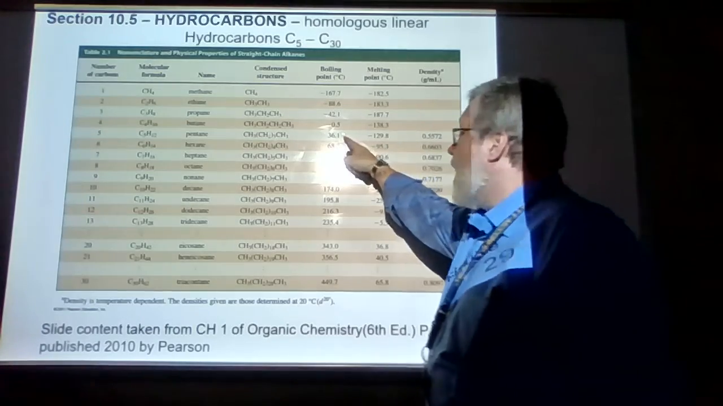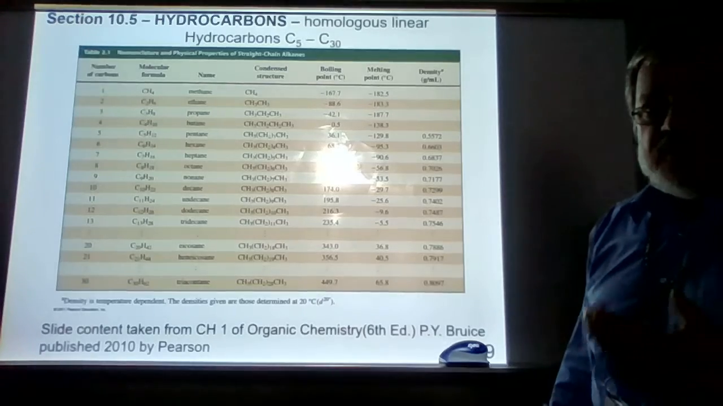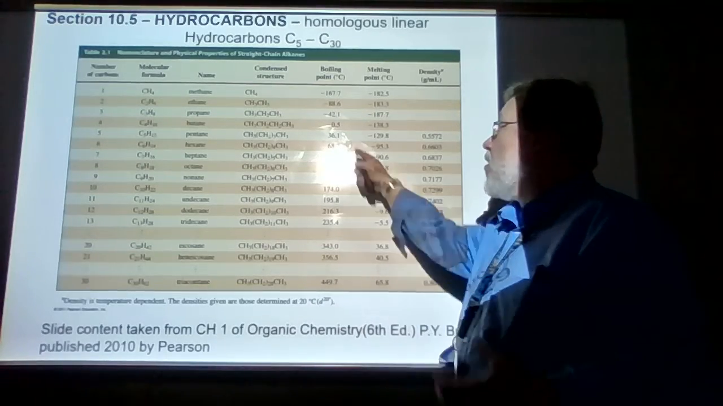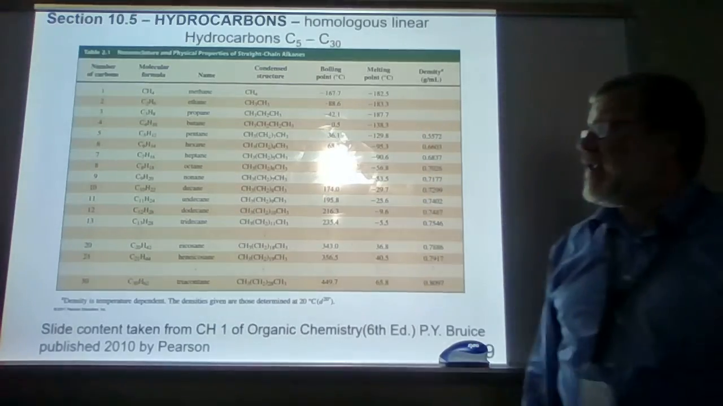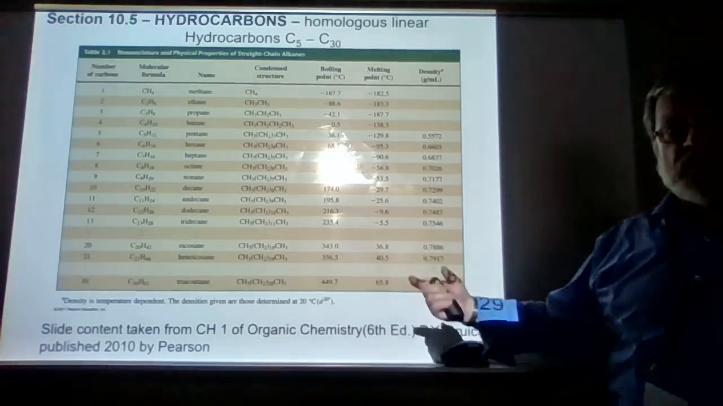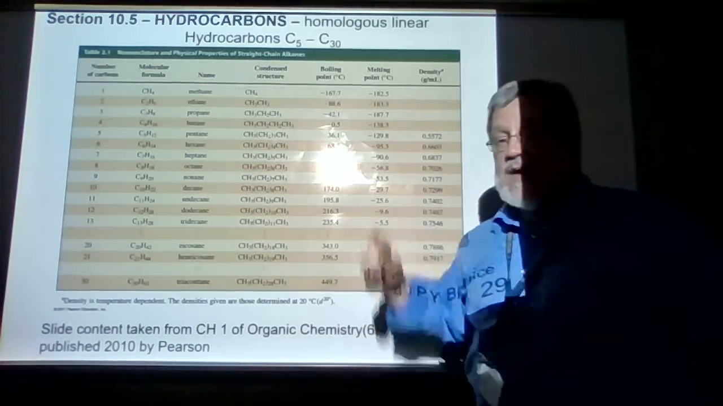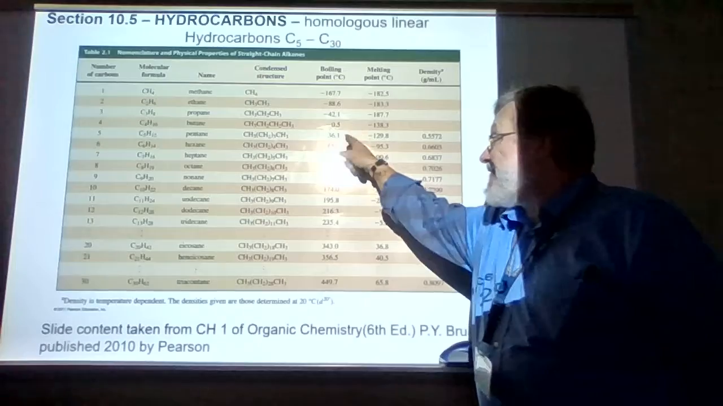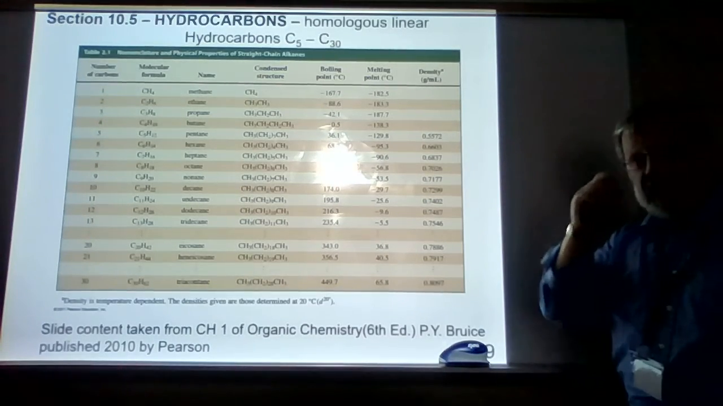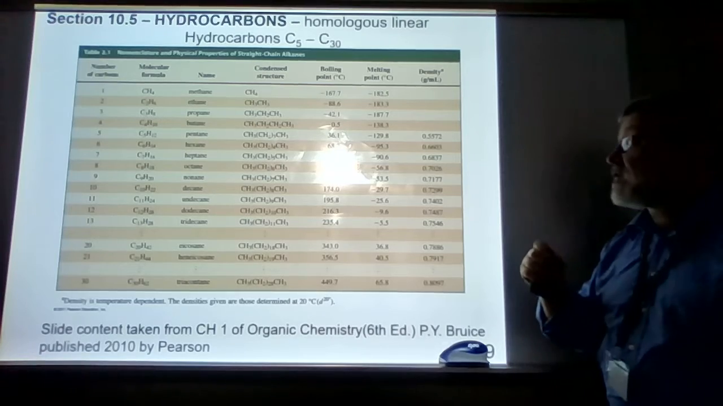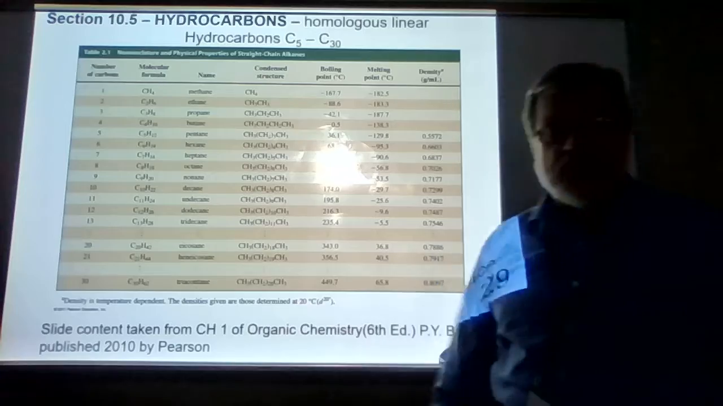From C4 to C5, pentane has enough mass such that the intermolecular forces are large enough that it is not a gas at room temperature. Butane is a gas at room temperature. There's not enough mass for the intermolecular forces to cause it to be a liquid. But pentane, that C5 part, is enough mass that there are enough intermolecular forces of attraction between the pentane molecules such that it is a liquid at room temperature.